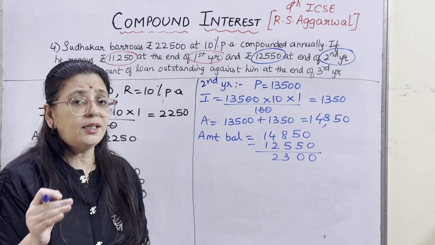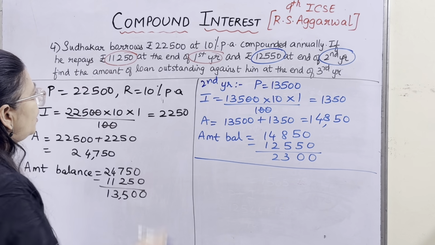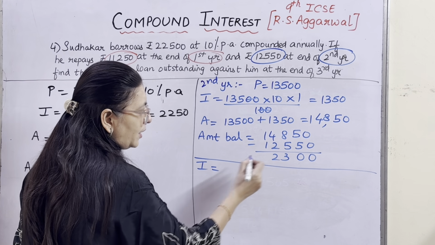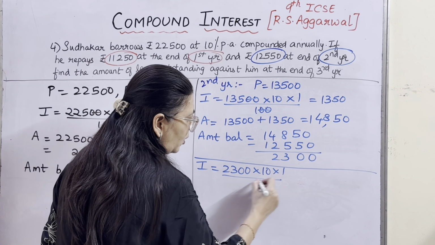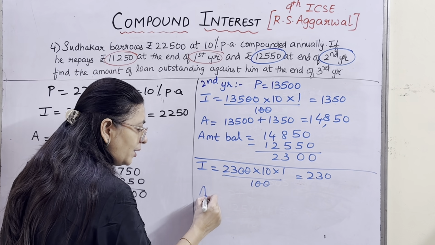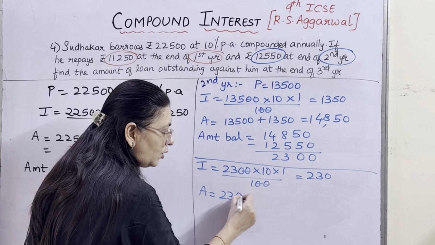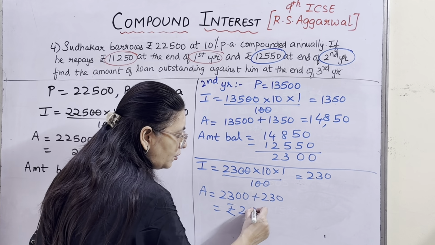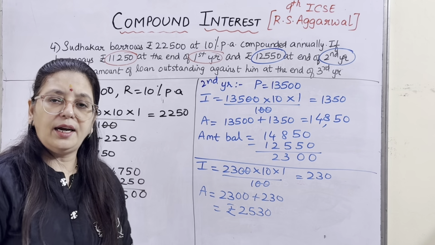2,300 he still needs to pay. So that will become the principal for the third year. You have to find the amount at the end of the third year. So first find the interest. Interest is principal into rate into 1 upon 100, which is 230 rupees. Now what is the amount at the end of the third year? Amount is principal, which is 2,300, plus interest 230, which is equal to 2,530. This is the amount still outstanding at the end of the third year.